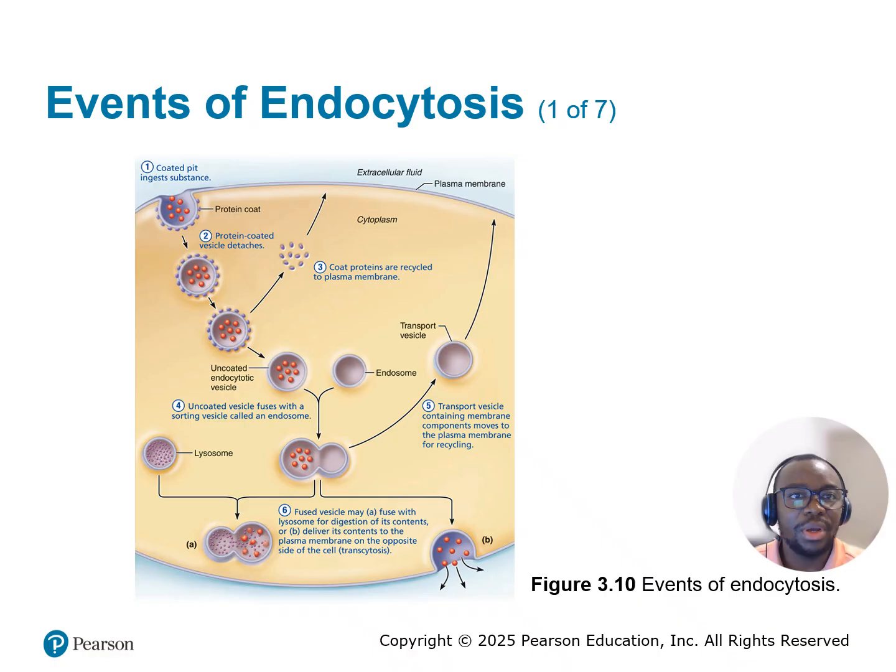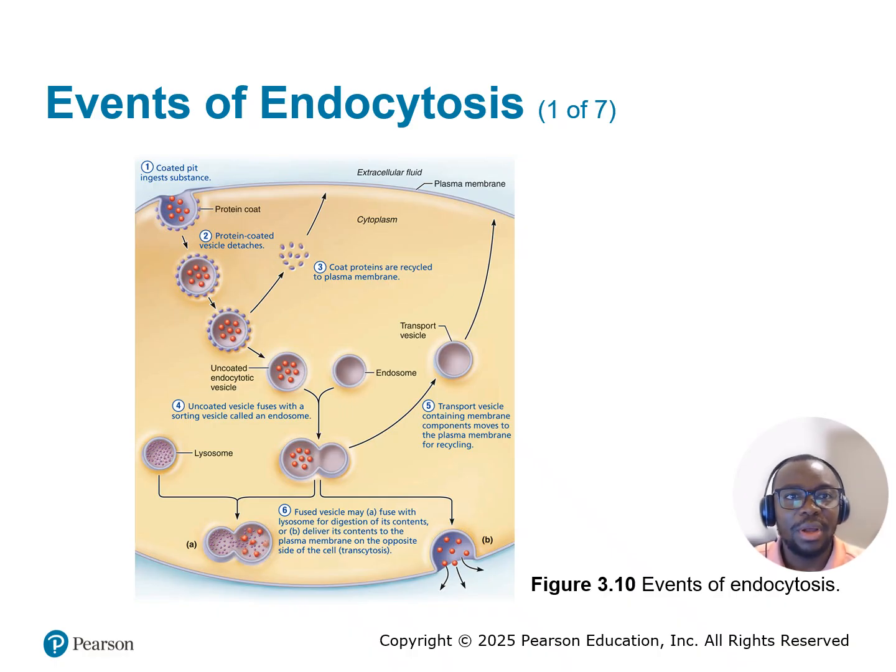This figure illustrates 6 steps in endocytosis. In step 1, a protein-coated pit in the cell's plasma membrane ingests a substance. In step 2, a protein-coated vesicle detaches from the pit and moves into the cell. It loses its protein coat as it moves further into the cell. In step 3, the coat proteins are recycled back to the cell's plasma membrane.